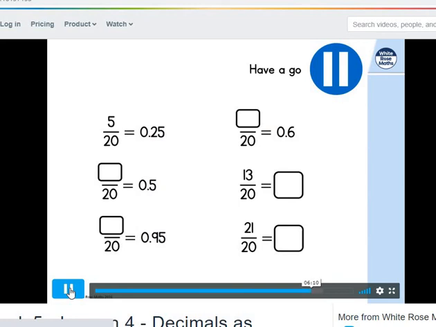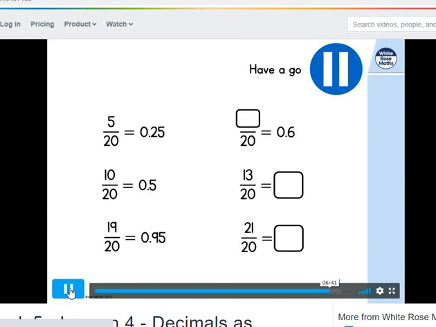What about the next one? Well, I notice that 0.5 is double 0.25, so I need to double the numerator, which would be 10. What about the last one? 0.95. Well, I can see that that's just a little bit smaller than 1 whole. In fact, it's 0.05 smaller than a whole. So if I take away 1/20th from 20/20ths, it gives me 19/20ths. It's 1/20th less than being 1.